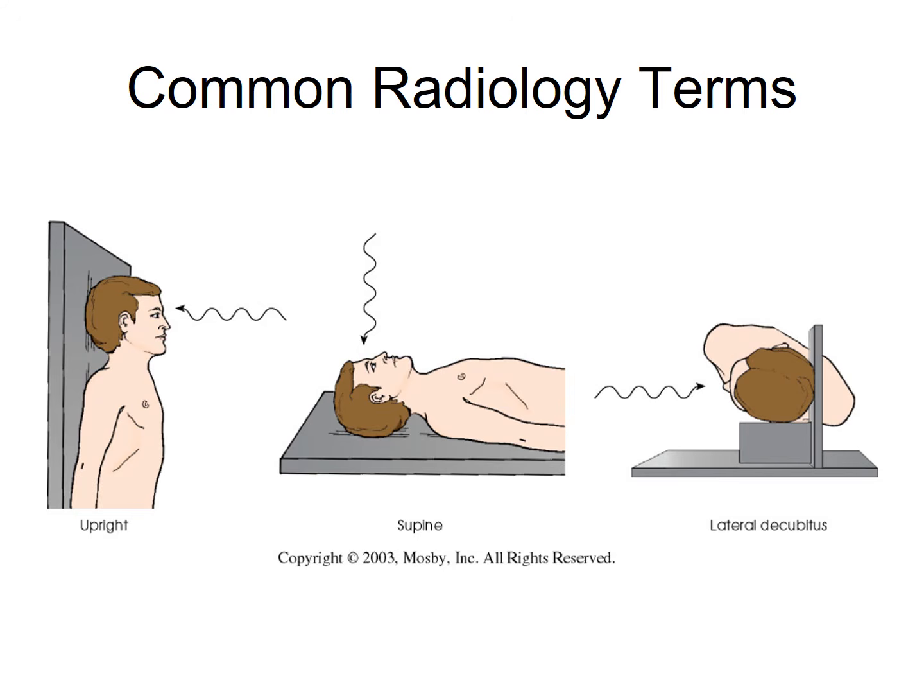If they are laying on their side, and notice the film there, the cassette, it's behind the patient and the beam is coming in horizontal. That squiggly line represents your x-ray beam. Then we say that this is a lateral decubitus.